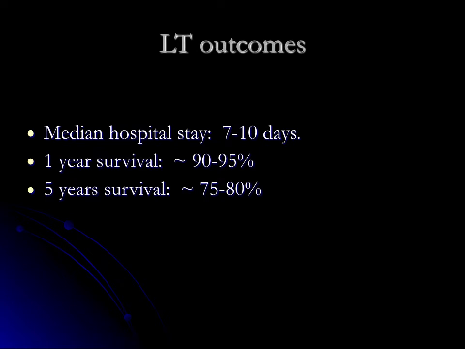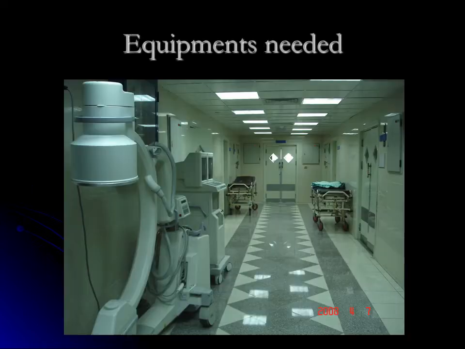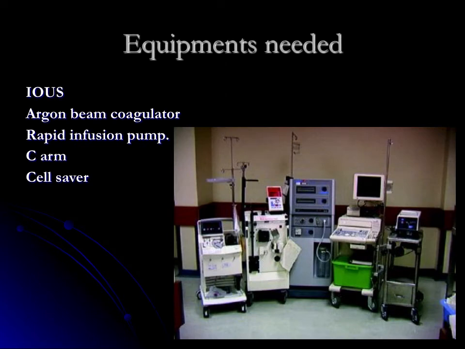The outcome is good in cases of cadaveric liver transplant if there is no complication. So the survival is good if the indication and the selection of patient and donor were good. There should be some equipment like the C-arm. Through it we can do intraoperative cholangiography to trace the bile ducts before cutting the bile duct. There should also be an intraoperative ultrasound, argon beam coagulator, rapid infusion pump, the C-arm, which is the X-ray that can do the cholangiography, and a cell saver.